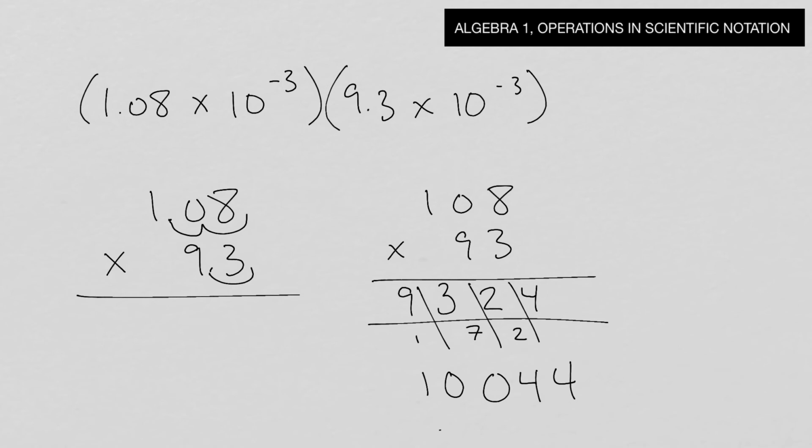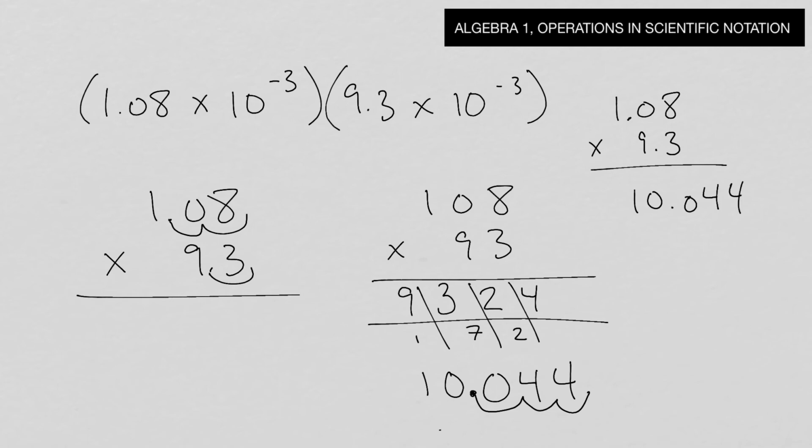Now remember that we backed this decimal out 3 places. 1, 2, 3. So we need to take this decimal back in 3 places. So 1, 2, 3. So 1.08 times 9.3 equals 10.044. Okay, that's what we get when we multiply 1.08 times 9.3. We get 10.044. Okay, so that's this portion of it.